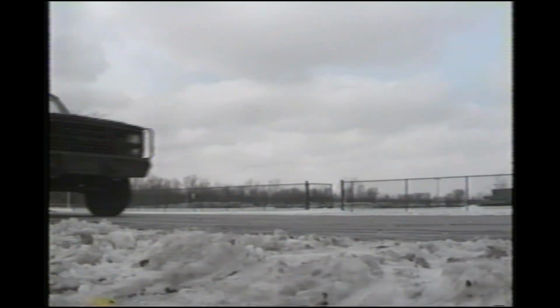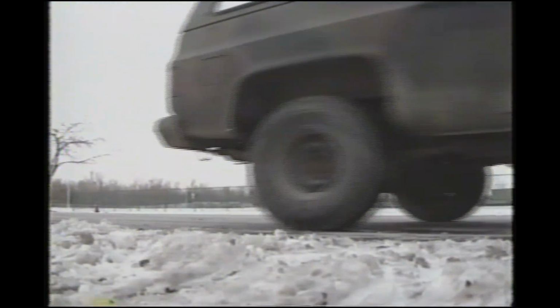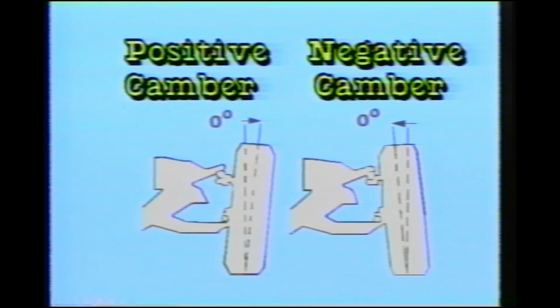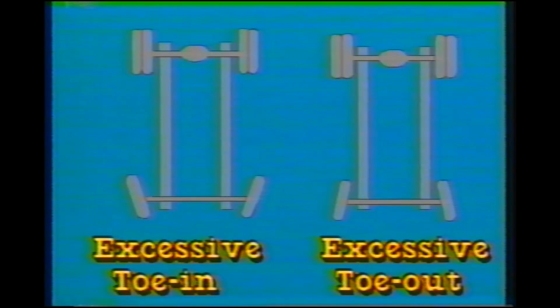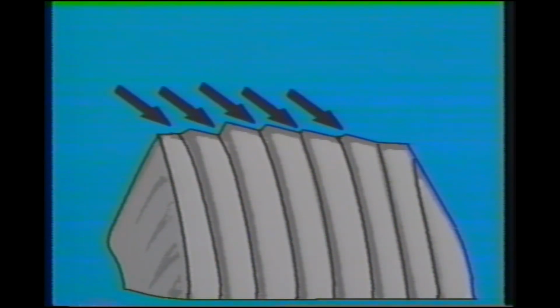The vehicle's suspension system also affects tire wear. Tires must be vertical to the road. If they lean, wear will occur on one edge. Tires must travel straight. If they point in or out, they will slide instead of roll, causing this abnormal wear pattern. When a tire is out of balance, the heavy spot will wear. A bad shock absorber will cause wear spots around the edges of the tire.